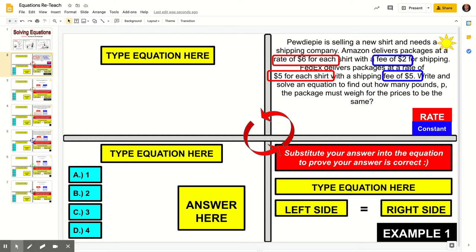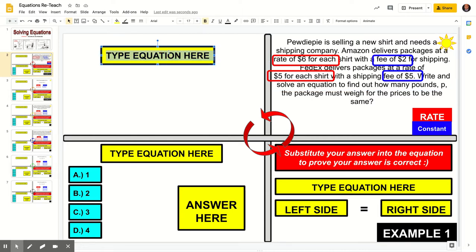Because if you can't identify the rate and the constant, you can't write the equation, you can't plug into the equation and verify that it's correct. This is the first step that most of you are struggling with that stops you right then and there if you don't know how to identify the rate and the constant.